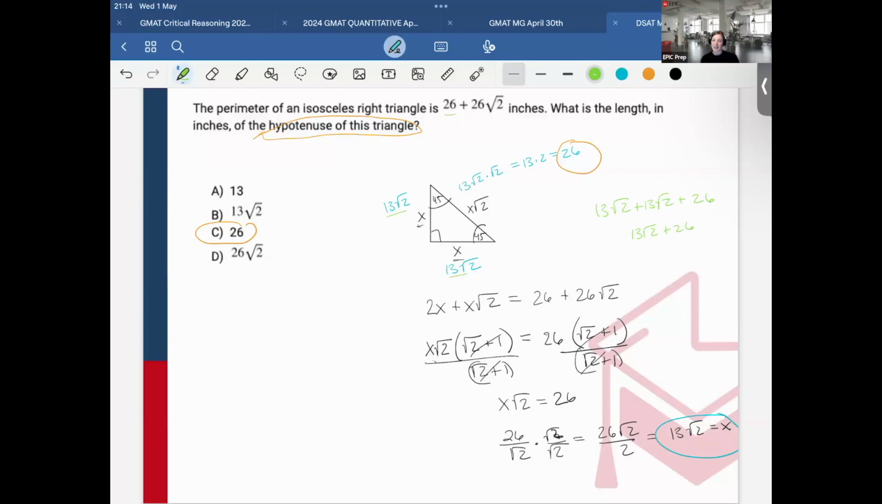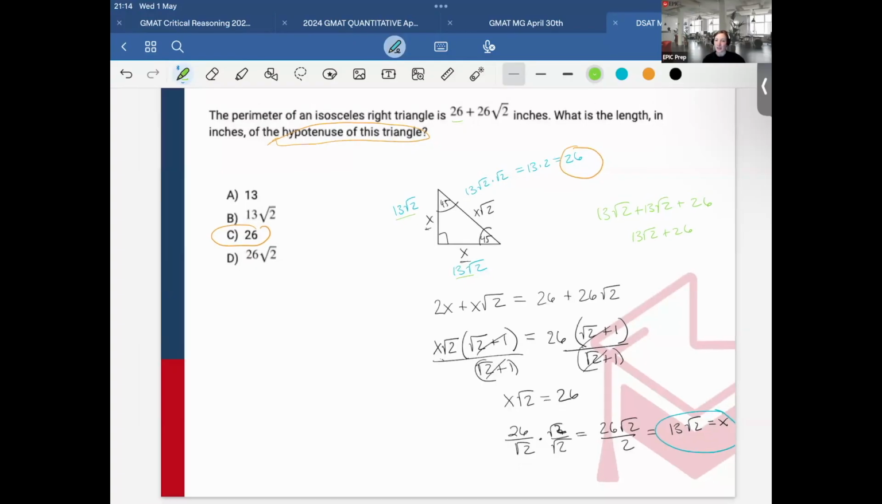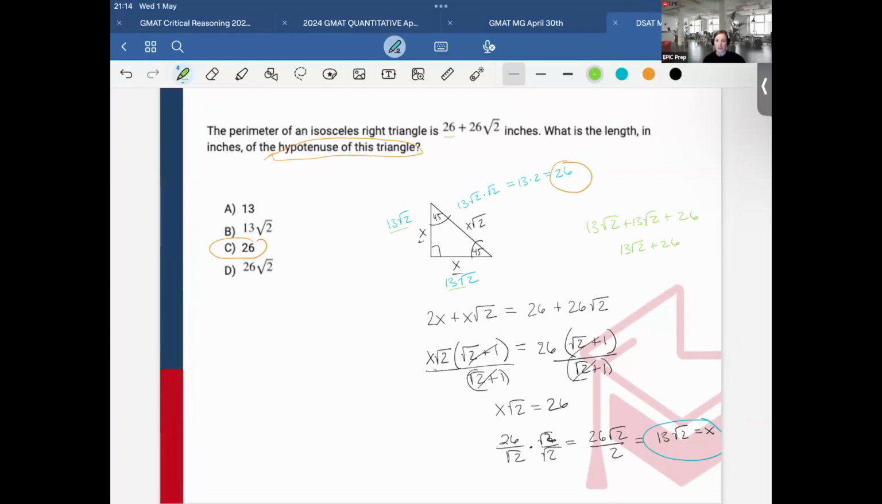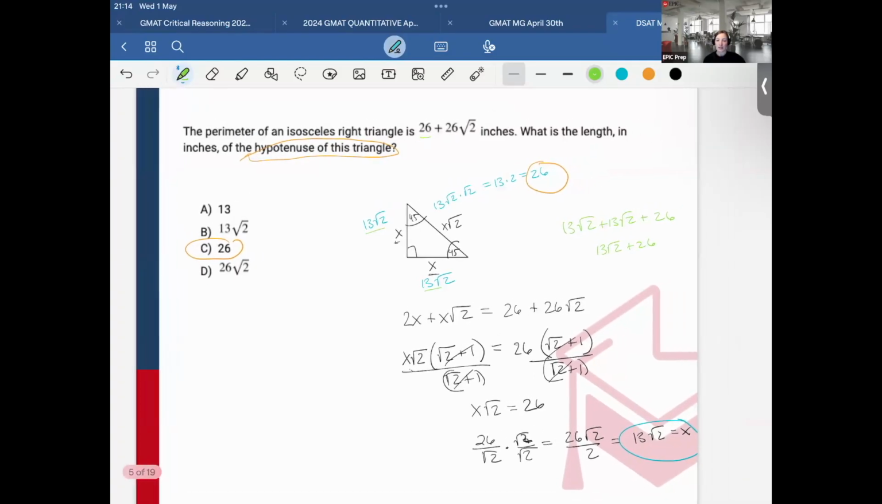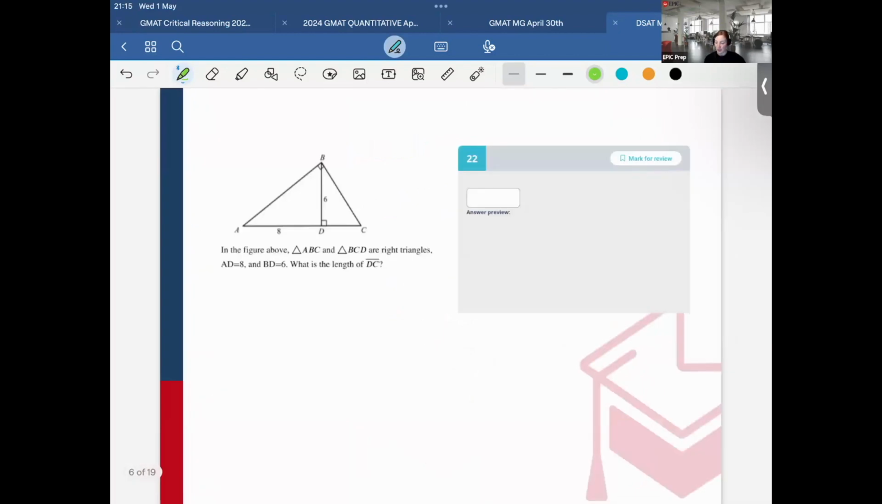Isn't it amazing? Okay, so this concept could be useful and helpful in solving. Continuing our advanced geometry journey.